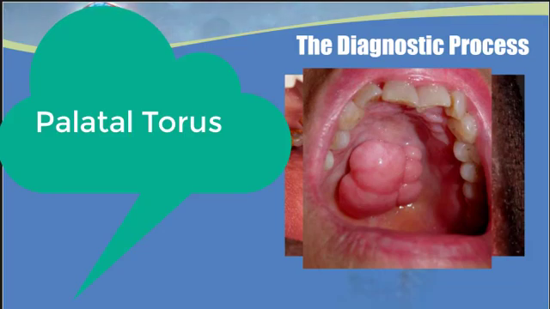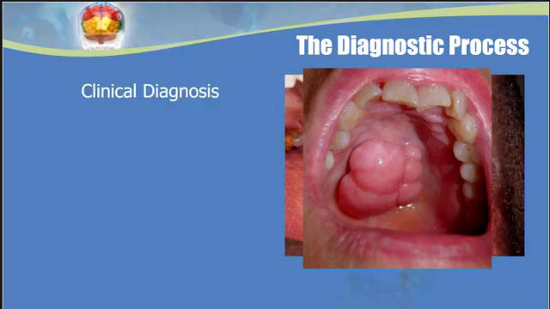Palatal torus is just an excess growth of bone, but obviously if a patient were to look in their mouth and see this, they could be very, very concerned. But we can reassure them this is just a variant of normal. It looks concerning, but it's just a variant of normal.